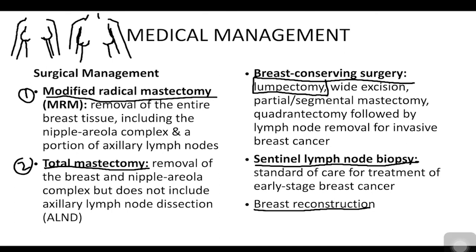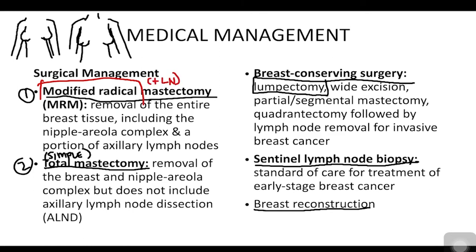Okay, so let's first define them. MRM is the removal of the entire breast tissue, including the nipple areola complex and a portion of the axillary lymph node. Okay, next one, for total mastectomy, or sometimes they call this one simple mastectomy. It's just the removal of the breast nipple areola complex but does not include the axillary lymph node. So the difference between these two, when we say modified radical mastectomy, it includes your lymph nodes. Pag sinabi nating total mastectomy minus the lymph nodes, yun na yung tatandaan nyo.